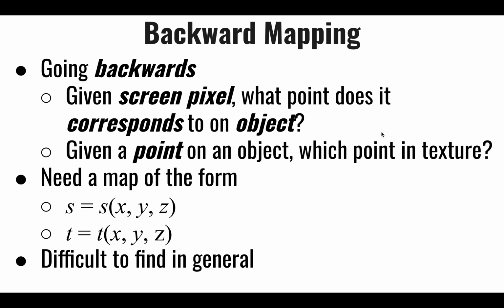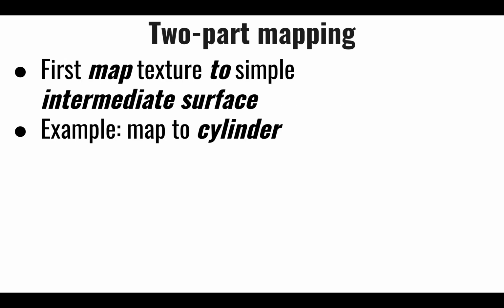So to deal with some of the challenges and simplify the process, we are going to be using backward mapping, and to implement it, it's actually a two-step process. There's what we call two-part mapping.